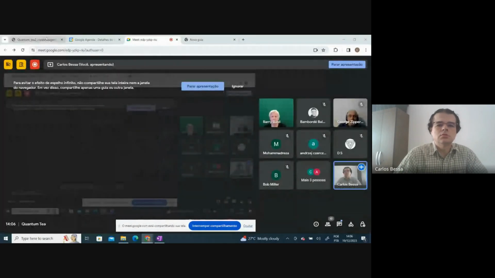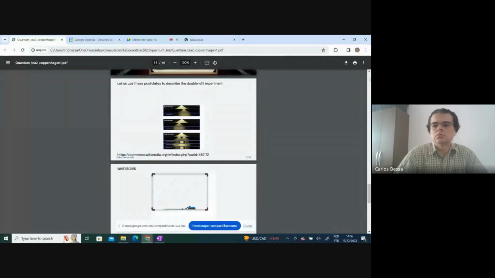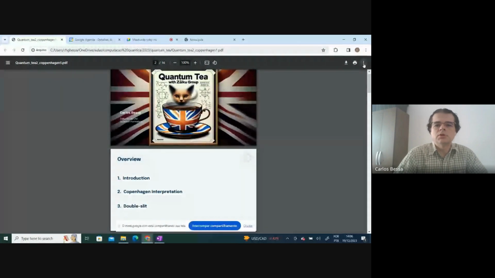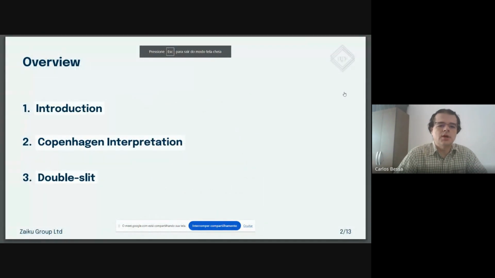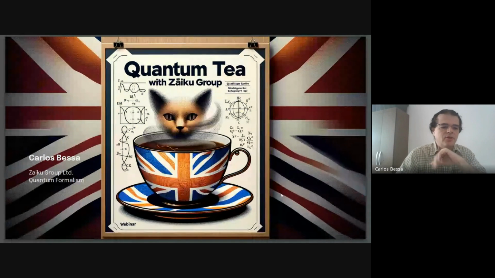Okay. Okay, so sorry about that. These are the slides. This is the Quantum T logo that was made with artificial intelligence. And okay, let's start.